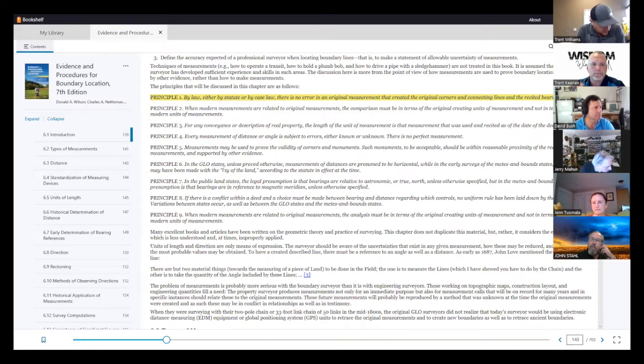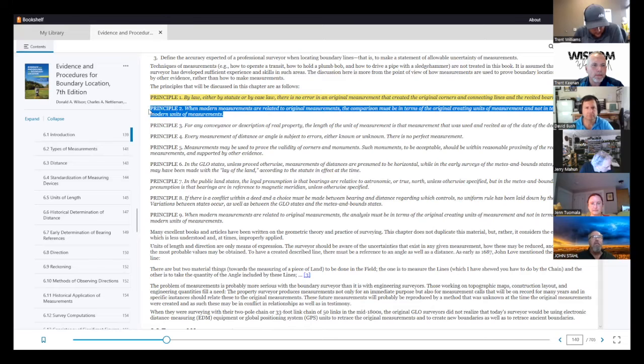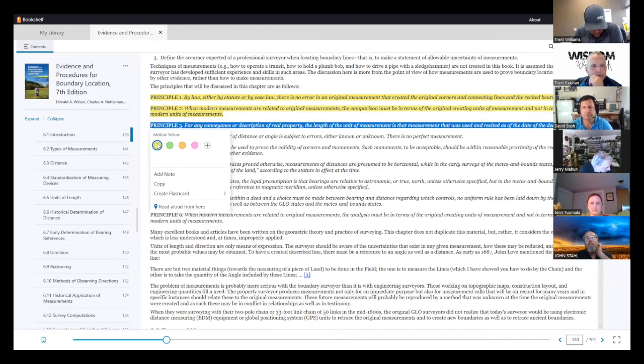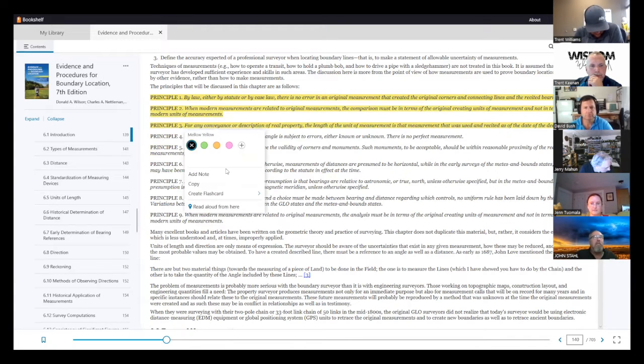I'll read through them here real fast. Principle 1: by law, either by statute or by case law, there is no error in an original measurement that created the original corners and connecting lines and the recited bearings. Principle 2: when modern measurements are related to original measurements, the comparison must be made in terms of the original creating units of measurement and not in terms of more modern units of measurement. Principle 3: for any conveyance or description of real property, the length of the unit of measurement is that measurement that was used and recited as of the date of the deed or survey.